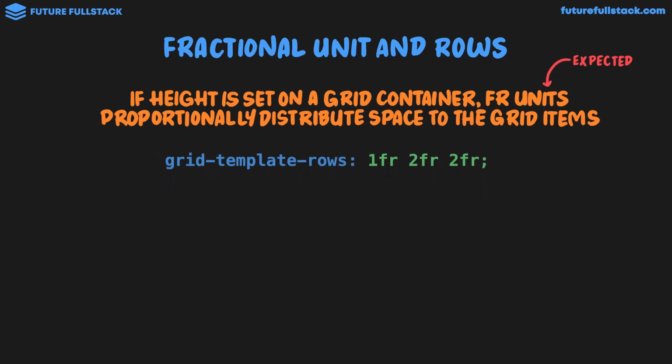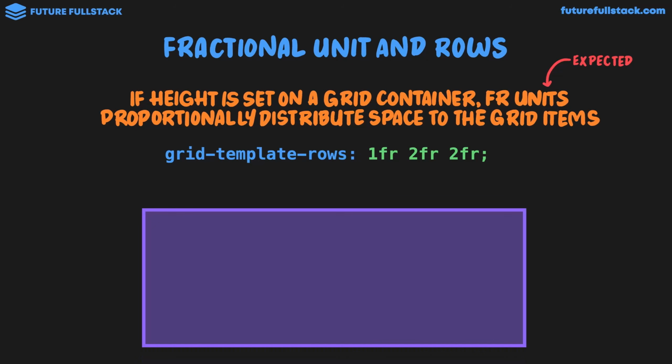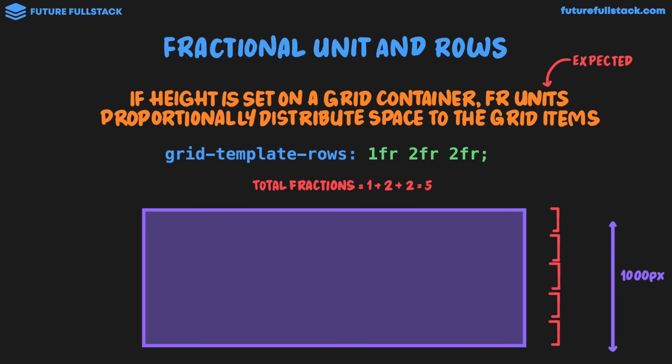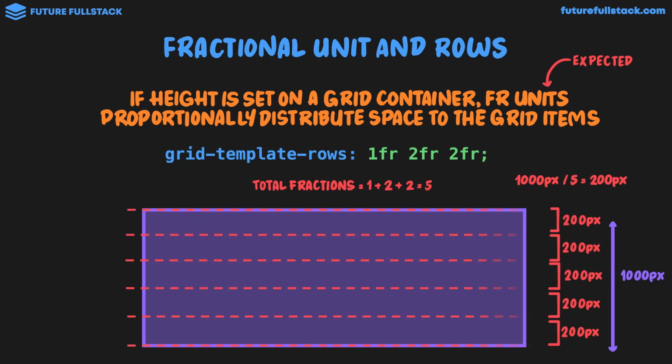So we have our CSS property, grid template rows, and we're defining 3 rows. The first one has 1 fractional unit, the second row 2 fractional units, and the third row also has 2 fractional units. Looking at this in diagram form, we have our grid container. Let's say its height is 1000 pixels. The total fractions is 1 plus 2 plus 2, which equals 5. So our grid container has 5 fractions, each with a height of 200 pixels. That is 1000 pixels, the height of the container, divided by 5, the total number of fractions, to give us 200 pixels. So these define our fractions of rows.